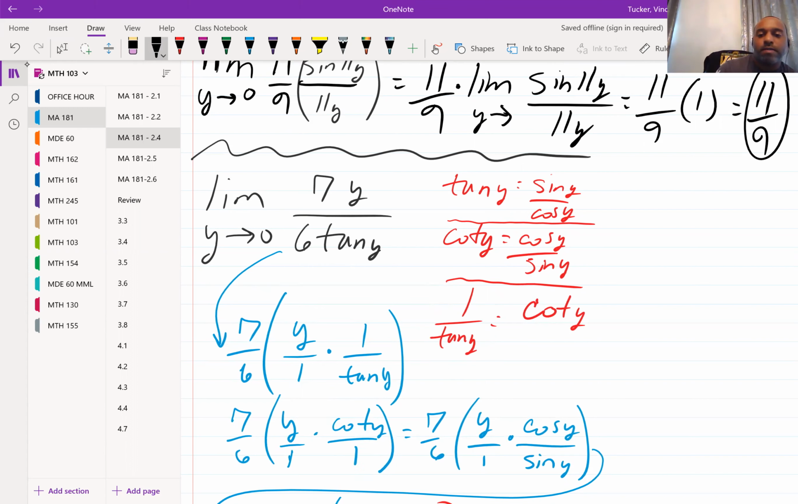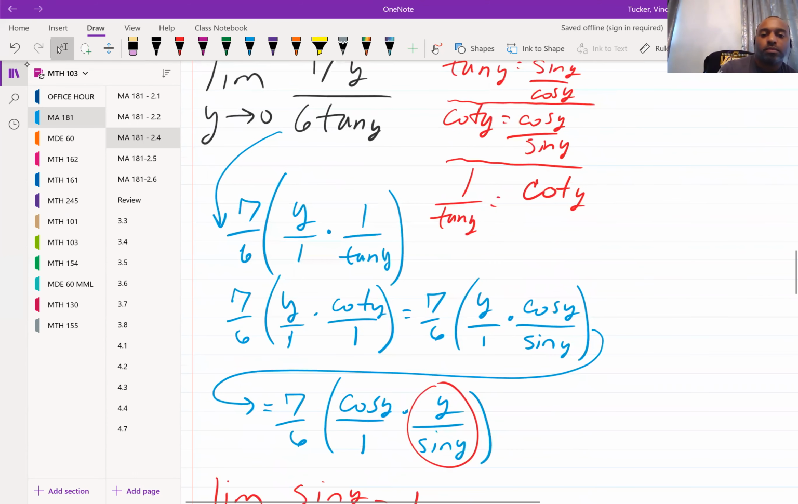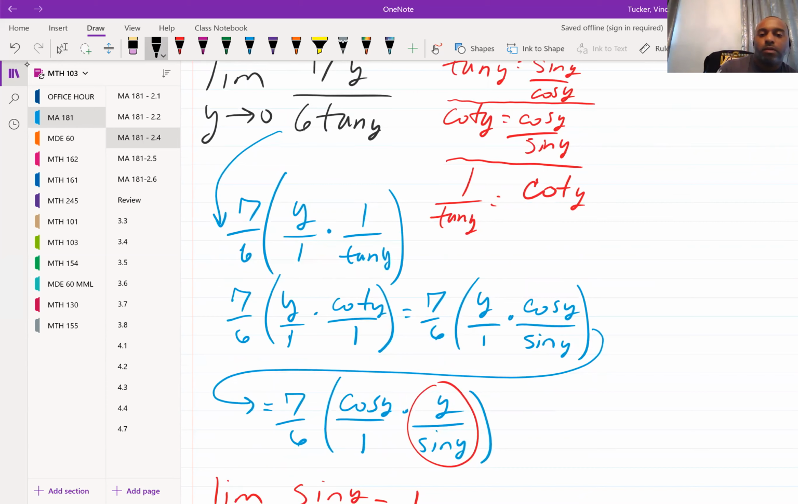Cotangent is cosine over sine. So that's what we did here, just rewrote cotangent. All right. Then I took the cosine and switched the positions of the cosine and y, because all of this is multiplication, so you can move things around as you like. 5 times 2, 2 times 5 is still 10. As long as it's all multiplication, you can move your terms around. So I just switched the positions of my y and cosine y.